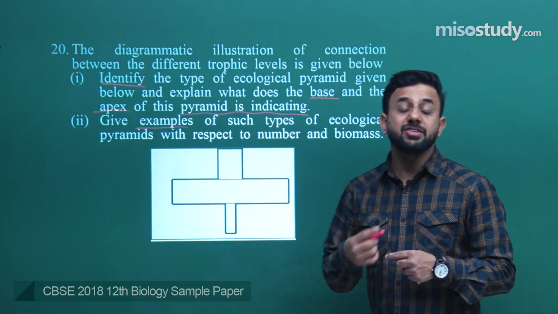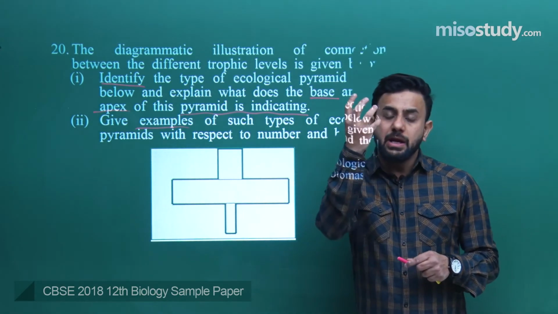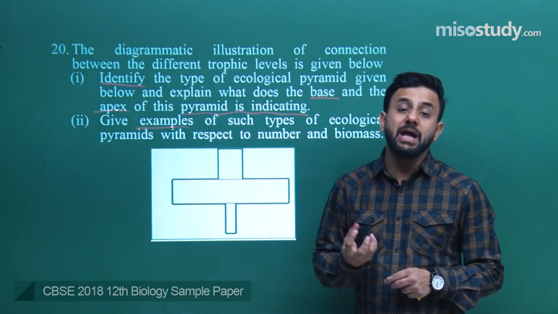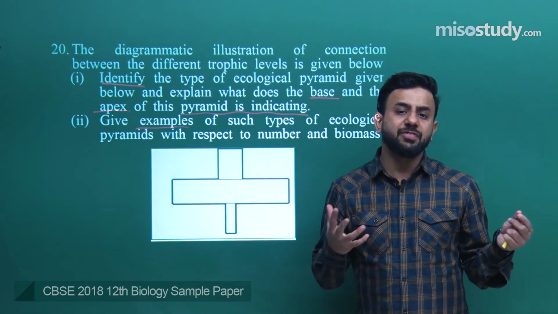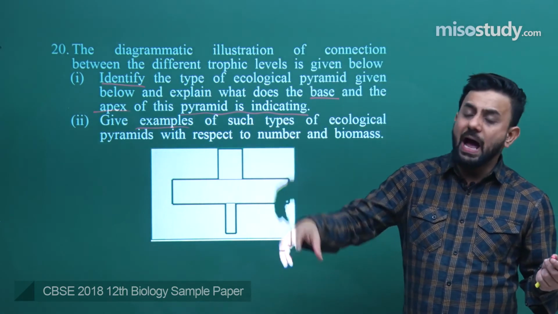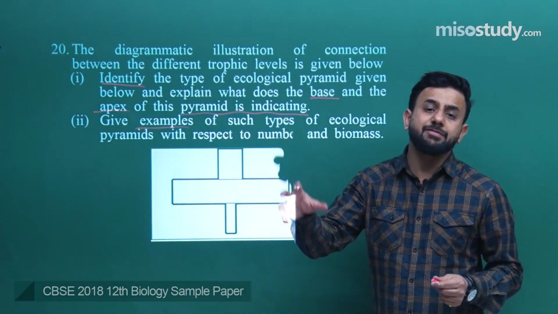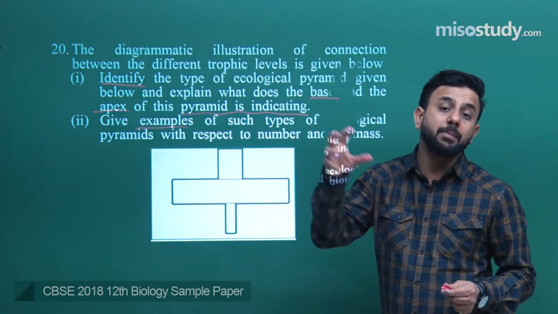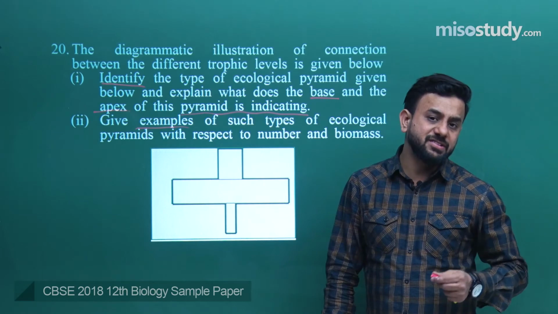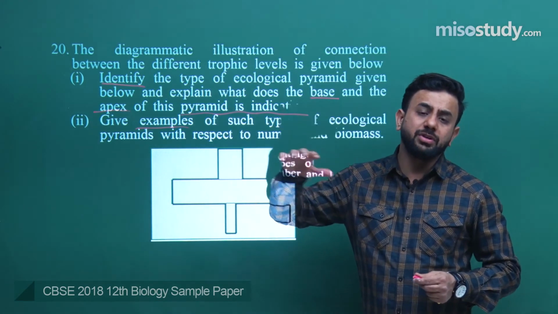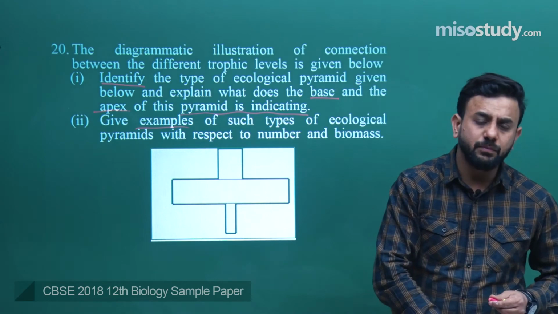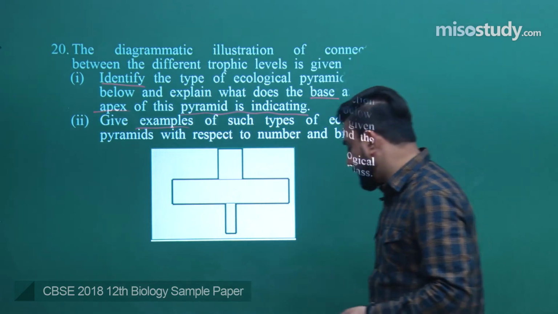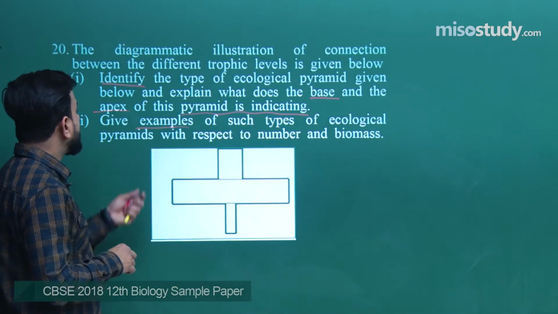See, there is a chain. When the green plants are manufacturing their own food, they are the producers and they form the first trophic level. Now what happens when the animals are feeding on these green plants? They form the second trophic level, the herbivorous animals feeding on the plants. Then we have the third trophic level, the first, second, third and so on. Got it? So now we have to name the ecological pyramid.